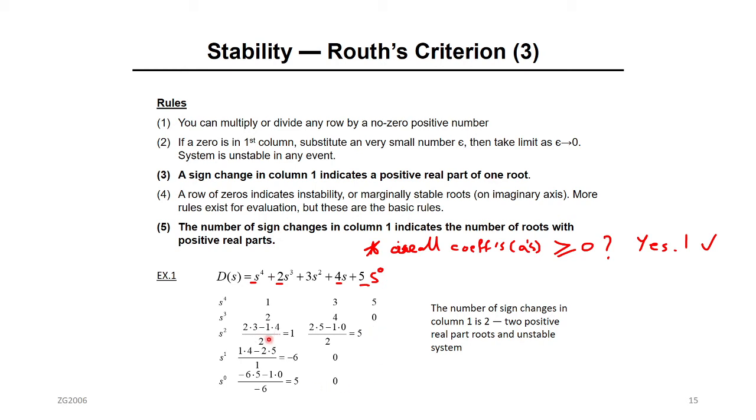This is the first calculation we're going to do. How much is this coefficient? It's going to be number 2 times number 3 minus number 1 times number 4. Divide by number 2. Khalas? It's going to be equal to 1.